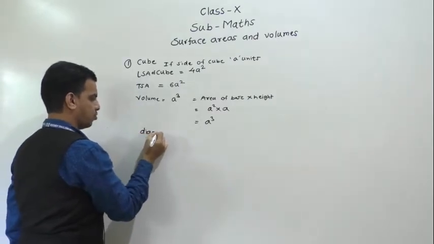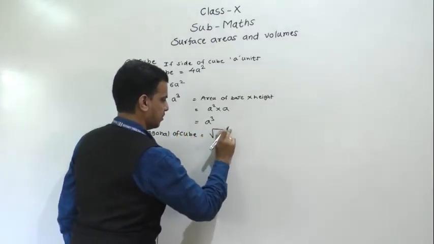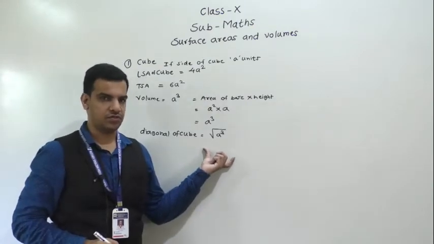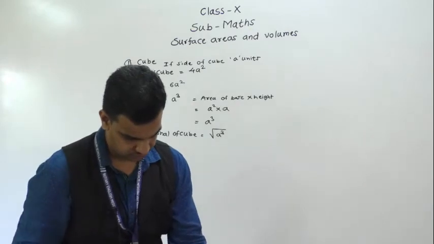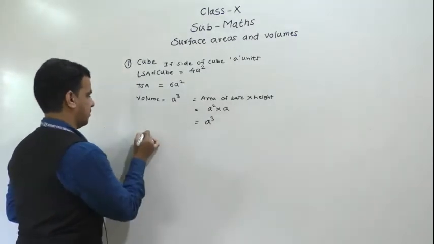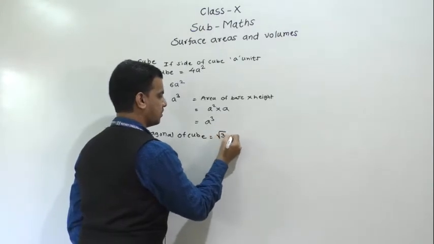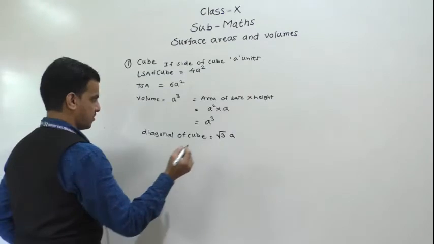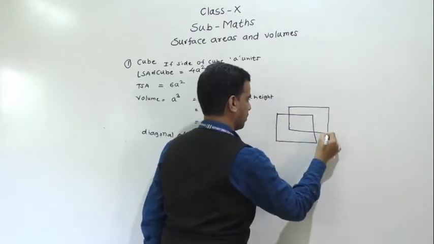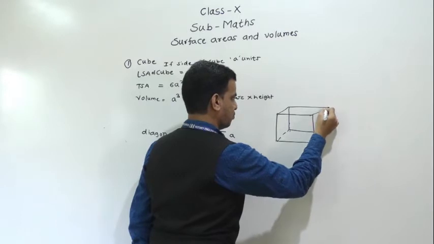And diagonal of cube is equal to root 3 a, okay. Sorry, root 3 a. Because suppose this is a cube, so diagonal of cube means joining this point to this point, okay.